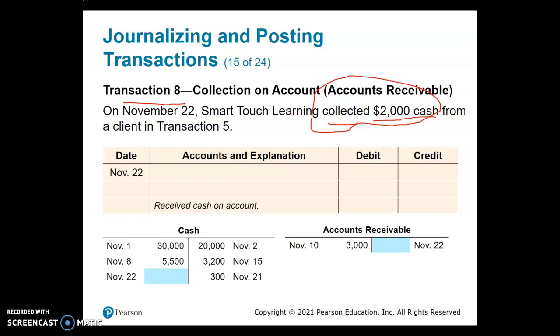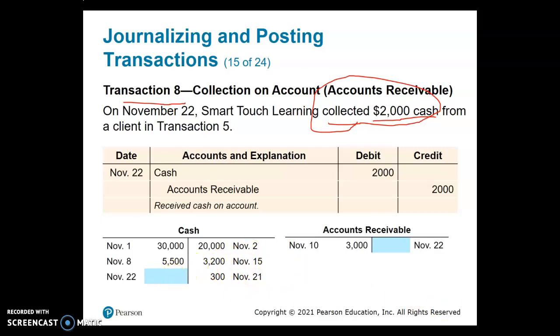So cash is the asset going up, so that is your debit. And accounts receivable is also an asset, going down because we're receiving money from that customer. Accounts receivable is going down. The amount of money that customers owe us is going down, because we've collected a portion of it. So that's the journal entry.